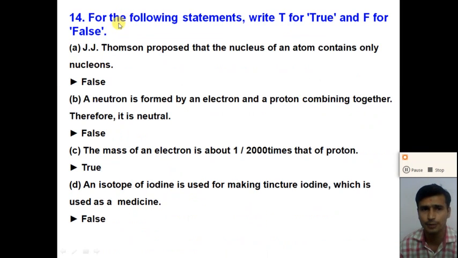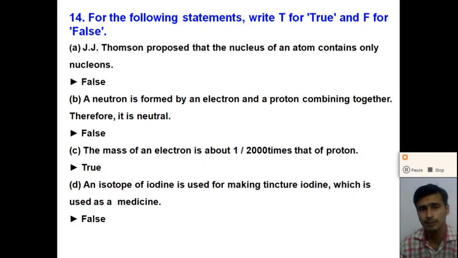Now question number 14. For the following statements, write T for true and F for false. First point: J.J. Thomson proposed that the nucleus of an atom contains only nucleons, right? According to the J.J. Thomson model, all the positive charge is distributed over a sphere, right? So the J.J. Thomson model proposed that the nucleus of an atom contains only nucleons, right?